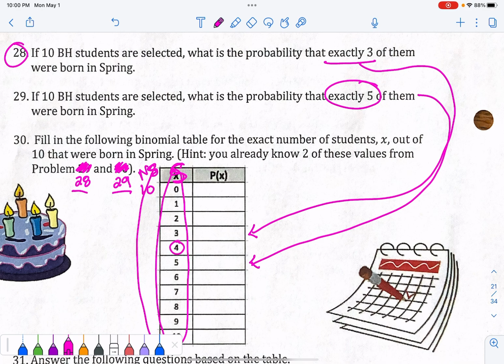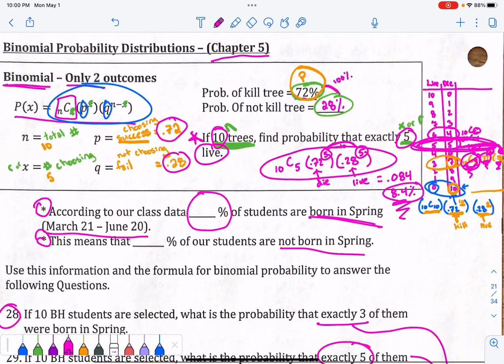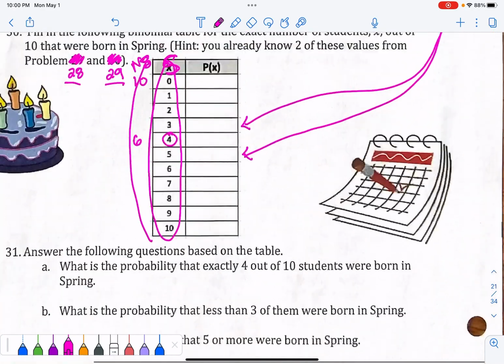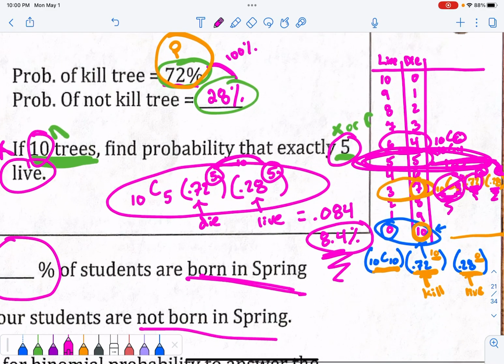If you have 4 of them born in spring, that means 6 of them are not born in spring. Like that's that combination there, okay? So binomial, you're filling out a table like this and then you're answering some of the questions. Now, one more thing before I stop and let you calculate this is that some of these will end up being such low probabilities, like if I have a 72% chance of killing a tree.